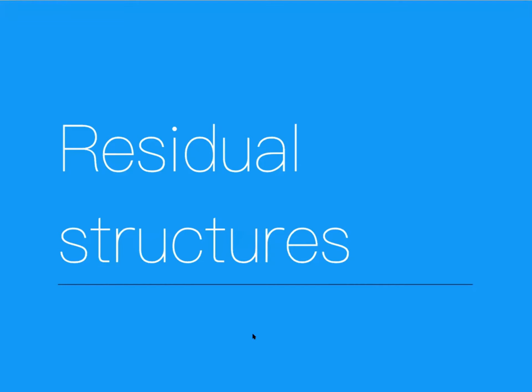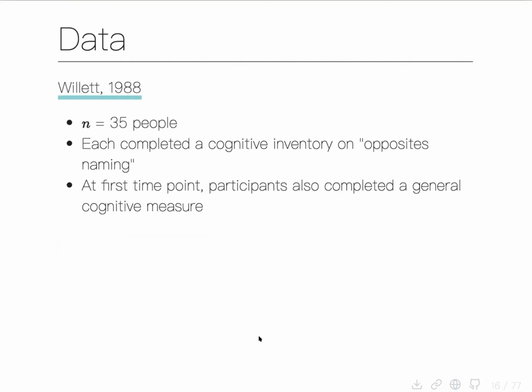All right. Okay, moving on today to the residual structures. So the data we're going to use is from Willett, 1988. This is from this book right here, Singer and Willett. This is a super good book if you're doing longitudinal modeling. It's a little bit old at this point, but it's still really, really good.